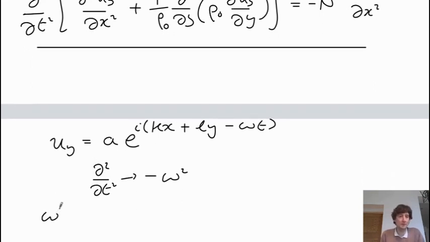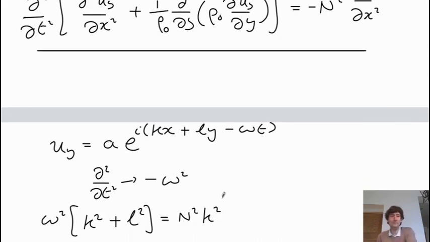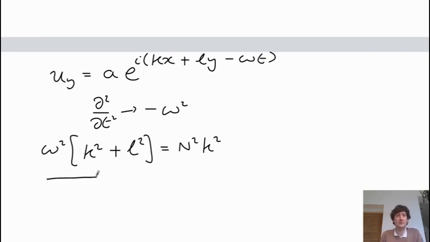And so what we end up with is essentially an omega squared from here with a minus, which is going to cancel with the minus from here. So here we have k squared, from the d2 by dx squared, plus an l squared. From here we have a second derivative in y. Let's go have the constant. That constant is going to cancel out when we go over to this side. And then here we have a minus, and then d2 by dx squared becomes a minus k squared. So that just gives us an N squared k squared.